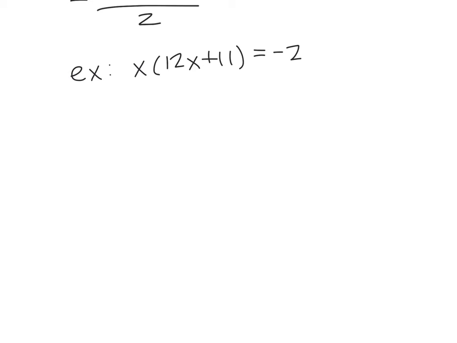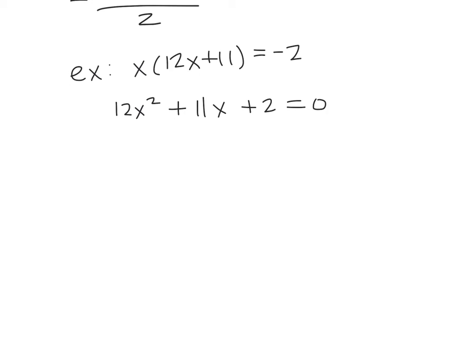Okay, this example at first doesn't look like the form we're usually used to seeing a quadratic in. So we first need to get rid of those parentheses. So we'll distribute that x. So we get 12x squared plus 11x. And then if we move that negative 2 over by adding 2 to both sides, we get plus 2 equals 0.